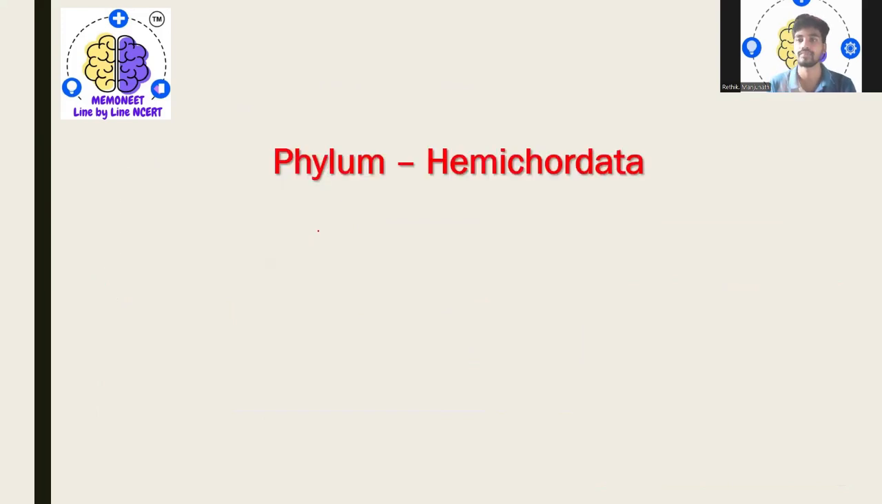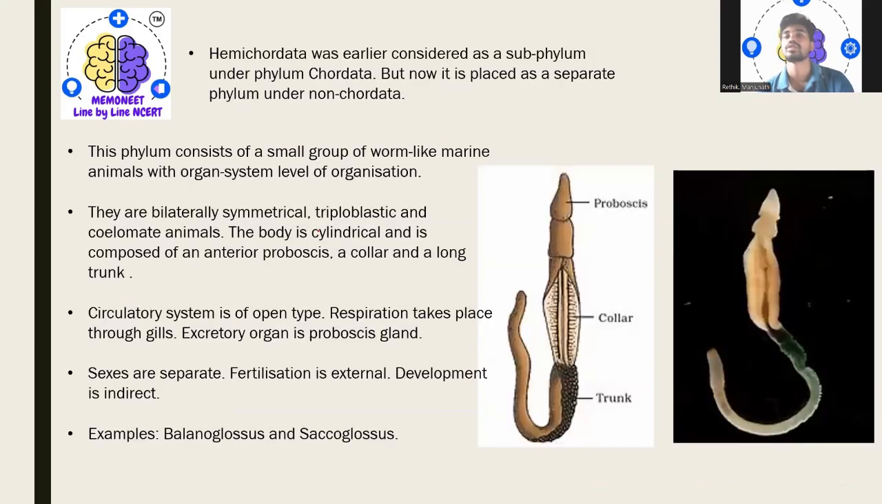Moving on to the next phylum, phylum Hemichordata. The very interesting thing about Hemichordata is that they were first considered to be a subphylum under the phylum Chordata. But later on, they were placed under non-chordates itself due to deeper investigation. We will see why this decision was taken. First, this phylum consists of a small group of worm-like marine animals.